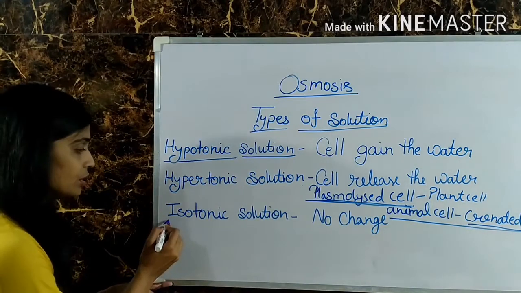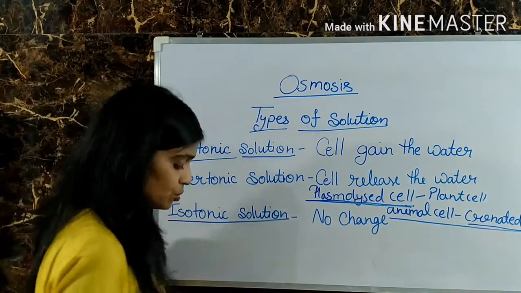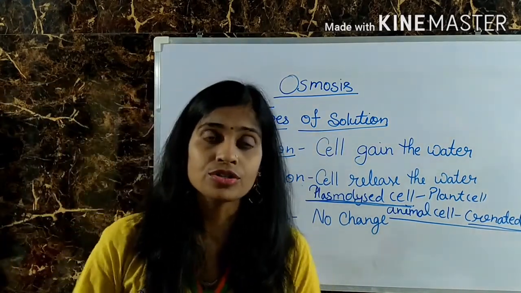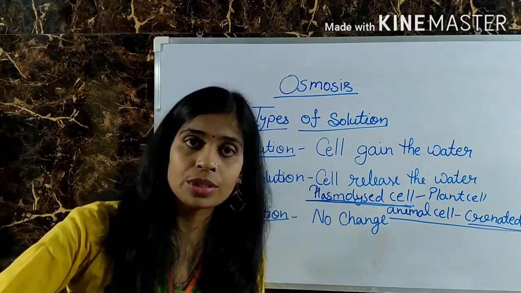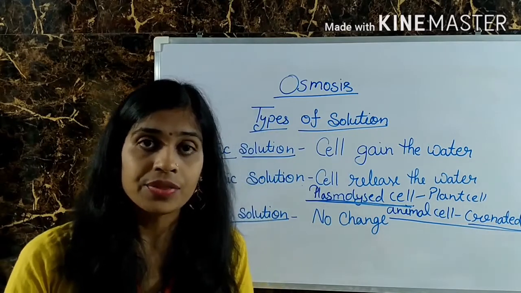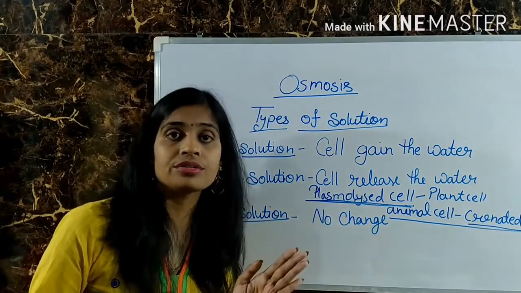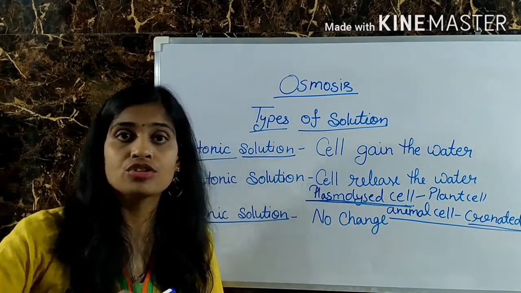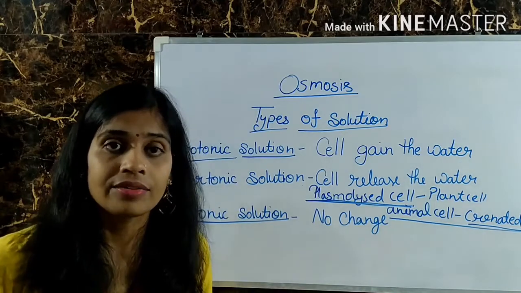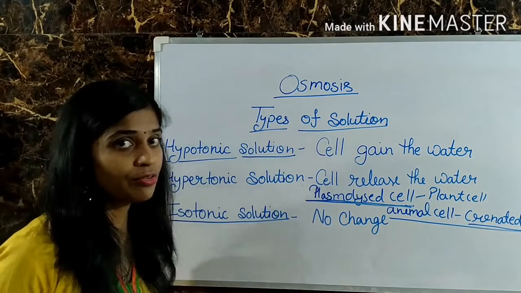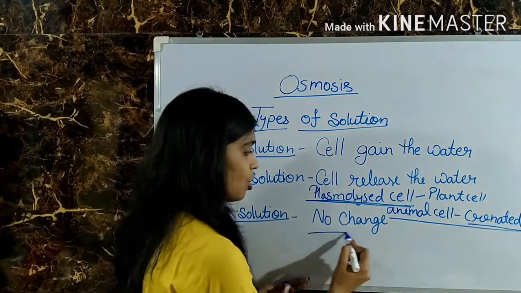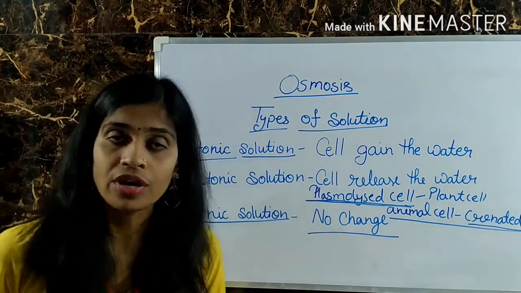And now the isotonic solution. It is a type of solution in which a cell is kept and the concentration inside the cell and the concentration of the solution are the same. So there is no effect on the cell, and this type of solution is called an isotonic solution, where there is no change in the structure of the cell.